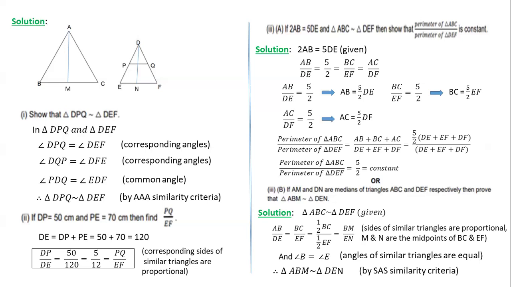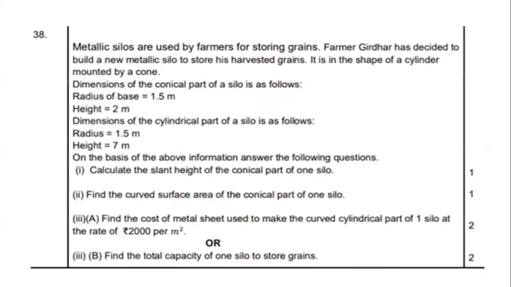Now, let's go to the third bit. Third question. This is a metallic silo used by farmers for storing grains. Farmer Girdhar had decided to build a new metallic silo to store his harvested grain. It is in the shape of a cylinder mounted by a cone. That means there is a cylinder at the bottom and there is a cone on the top. Dimensions of the conical part of the silo are as follows. Radius of base is 1.5 meters, height is 2 meters. Now, when you talk about the cylindrical part, the radius is 1.5 meters and height is 7 meters.